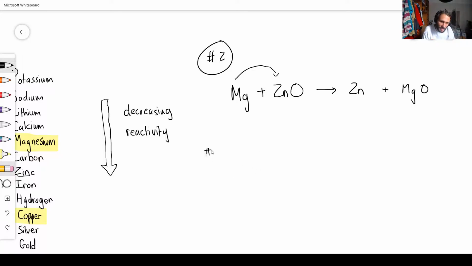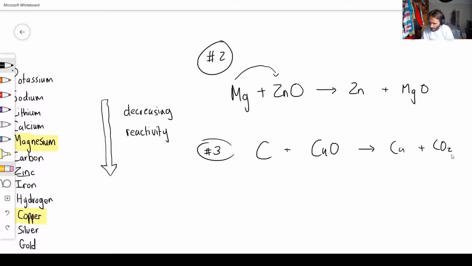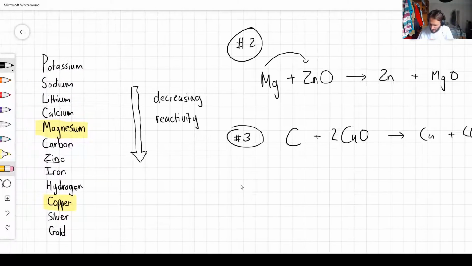Let's take another example, number 3. Let's take carbon, which is a very common element found in the environment, and copper oxide. What are we trying to do? We're trying to replace the copper with carbon so that we can be left with pure copper, and we're going to form carbon dioxide. Now this is not a balanced equation. We've got 2 oxygens on the right hand side, so we'll put a 2 over here, and that will be nicely balanced. So these are 3 examples of a displacement reaction with the Reactivity Series.